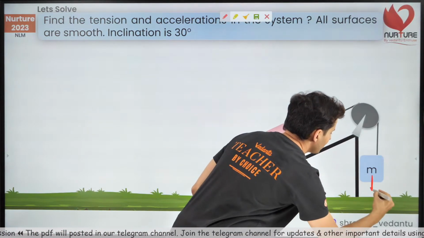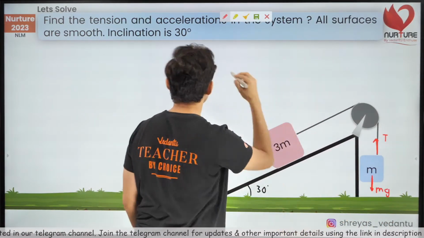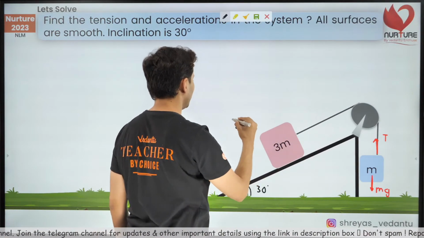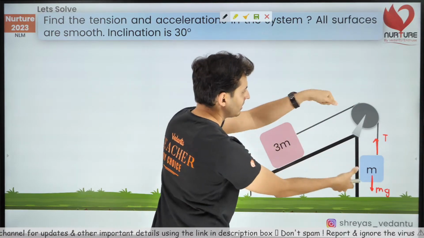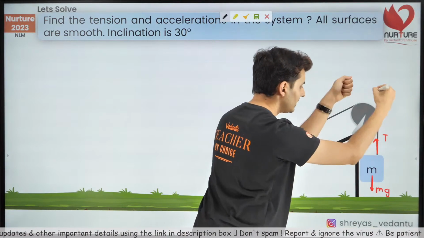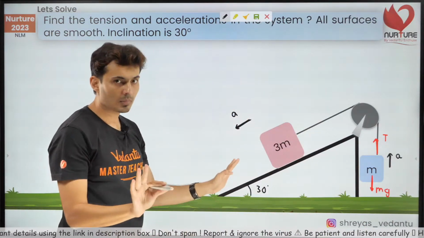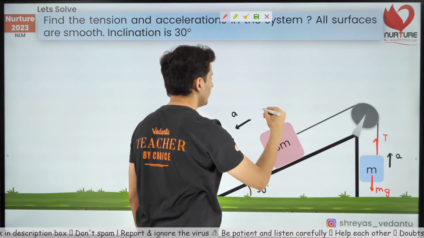This mass will have its weight mg down. This will have tension upwards, and this is heavier, so probably it will be going down like this. So if it goes down, it will pull the string. The string will get pulled up. This block will go up with acceleration a. Okay, cool. Next, there will be a normal force over here.